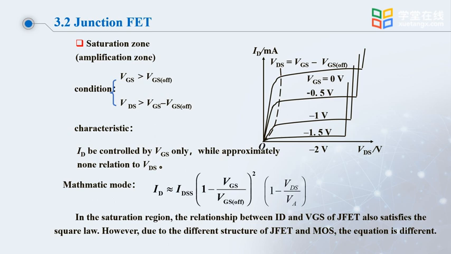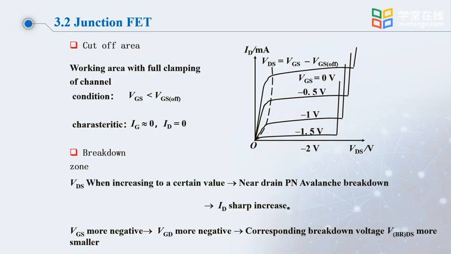You can see from this expression that the relationship between drain current and VGS in the junction FET also satisfies the square law. However, the structure of the MOS tube is different from that of the junction FET, so its expression is different. If I increase the absolute value of VGS, the gate potential continues to decrease. To a certain extent, this will cause the channel to be completely pinched off by the space electric field, which is what we call the cutoff zone.